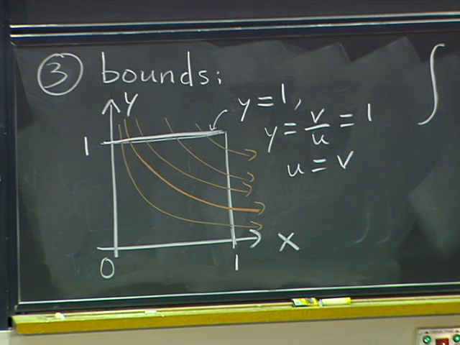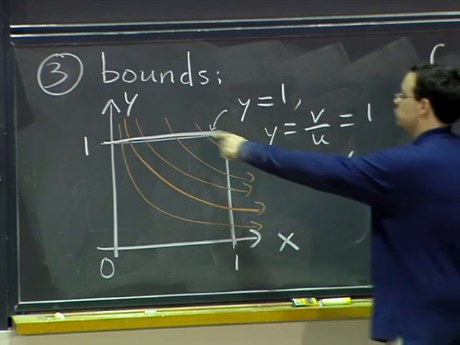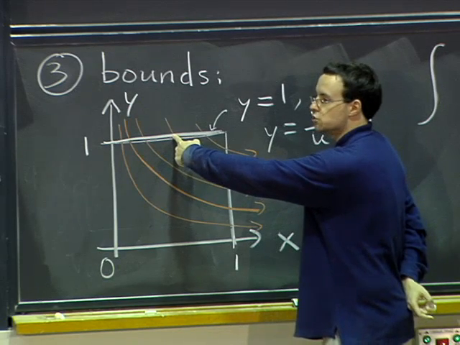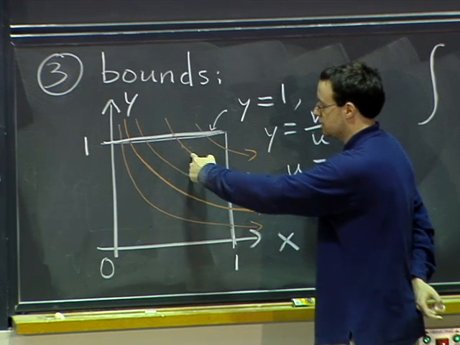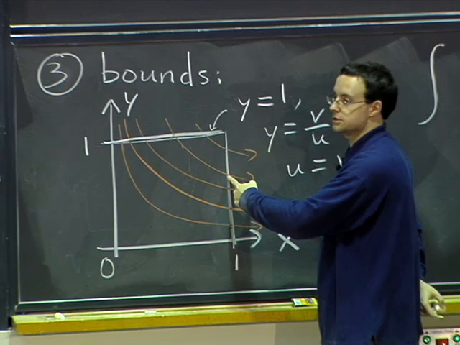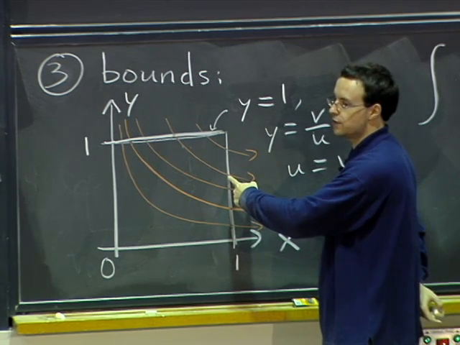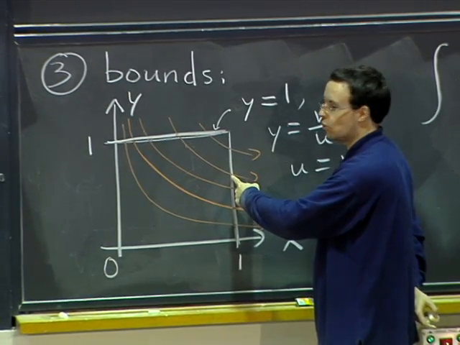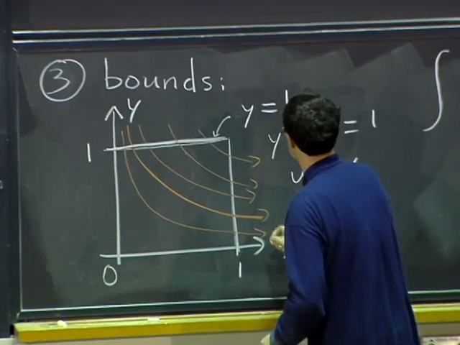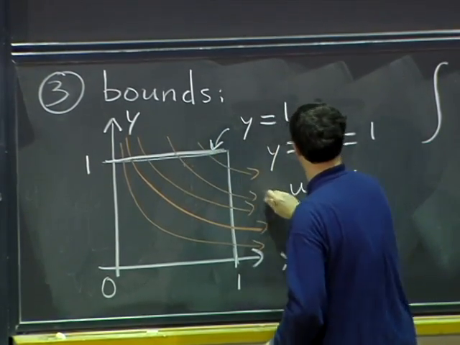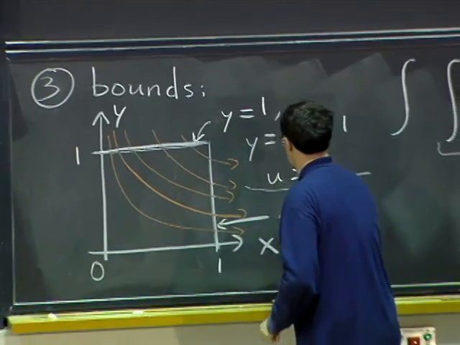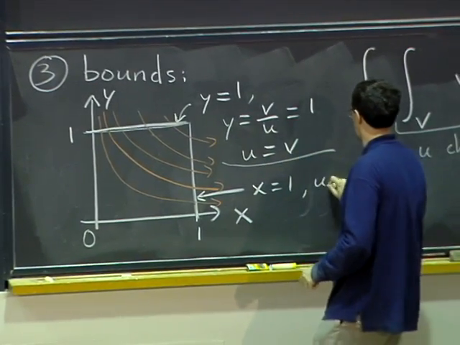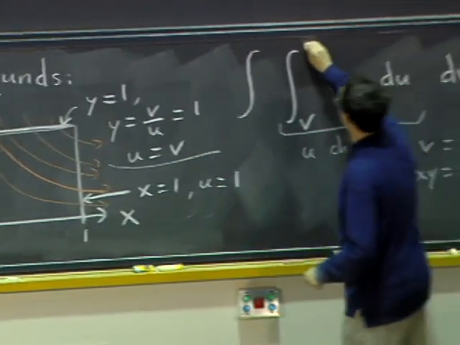That's the hard part. Now we need to figure out, so we start at u equals v, u increases, increases, increases. Where does it exit? It exits when we are here. What's the value of u here? 1. That one is easier, right? This side here is x equals 1. That means u equals 1. So we stop at u equals 1.